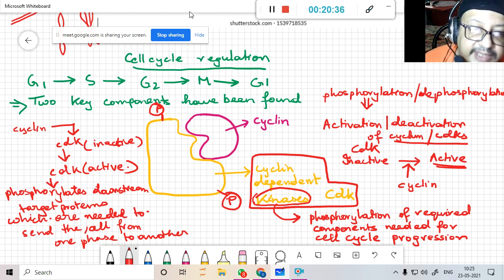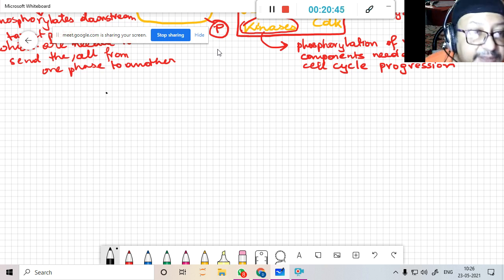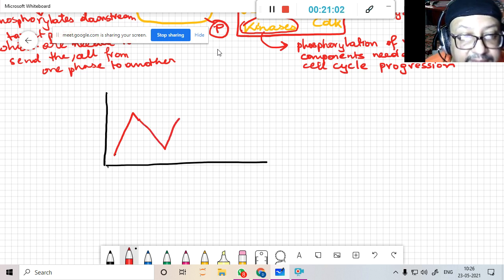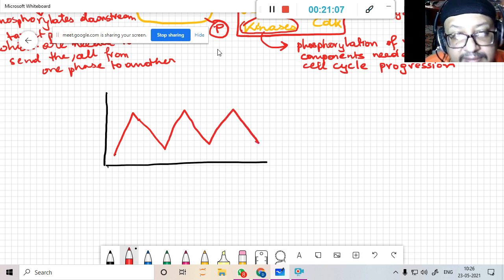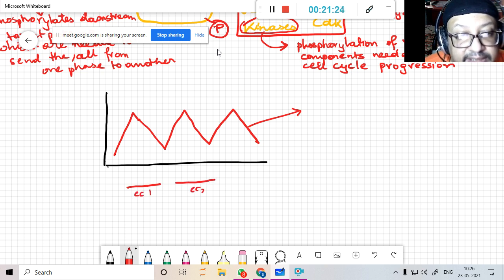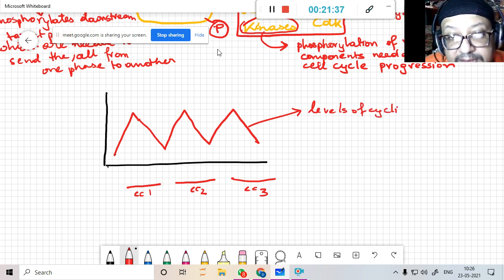So what is the basic philosophy of this? It has been found that the levels of cyclin rise and fall during progression of a cell cycle. So say this is one cell cycle, cell cycle 1, cell cycle 2, cell cycle 3, like this, and so on. These are levels of cyclin, they rise and fall.